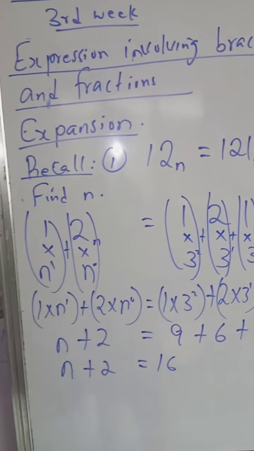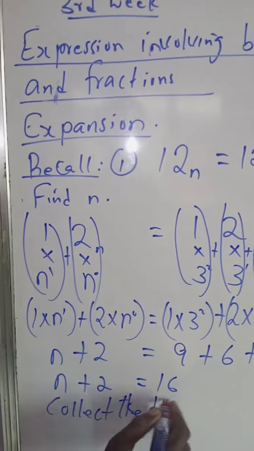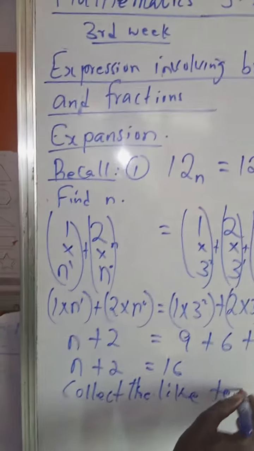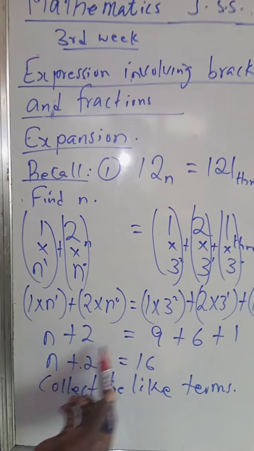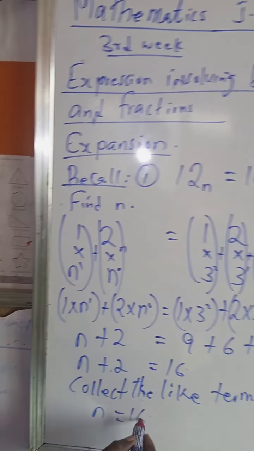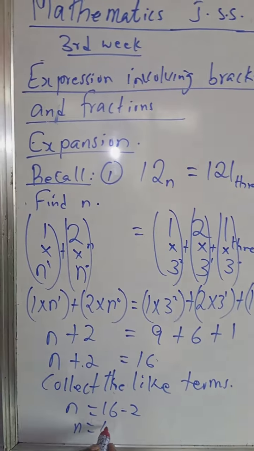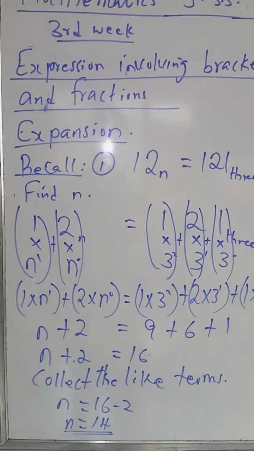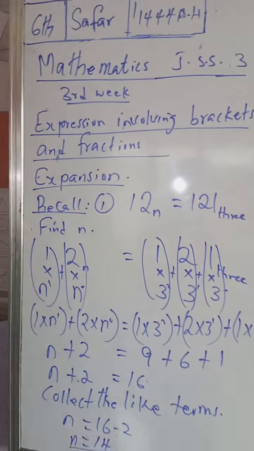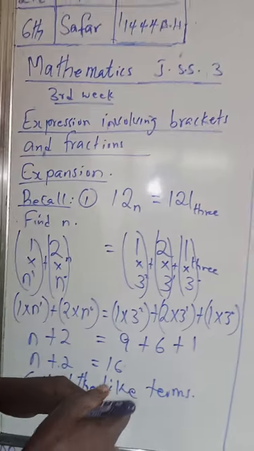So when you get to this stage, we collect the like terms. Number goes to meet number. So this one will turn to minus, n will be equal to 14. So in case you see something like this. So let's move to expansion.